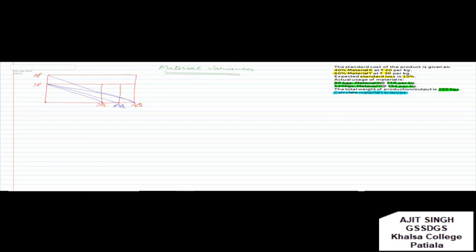The four lines have been there: 1, 2, 3 and 4. The lines are, first one is standard price into standard quantity, second is standard price into revised standard quantity, third one is standard price into actual quantity, and fourth one is actual price into actual quantity. These four lines have been there.